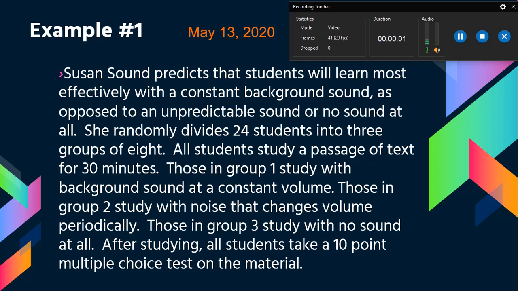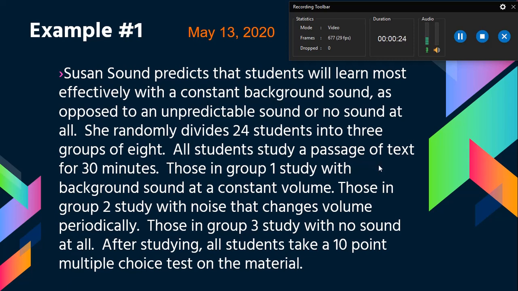Today we're going to pick up with section 12.2. We're going to start with an example. It says Susan's sound predicts that students will learn most effectively with a constant background sound as opposed to an unpredictable sound or no sound at all. She randomly divides 24 students into 3 groups of 8. All students study a passage of text for 30 minutes.